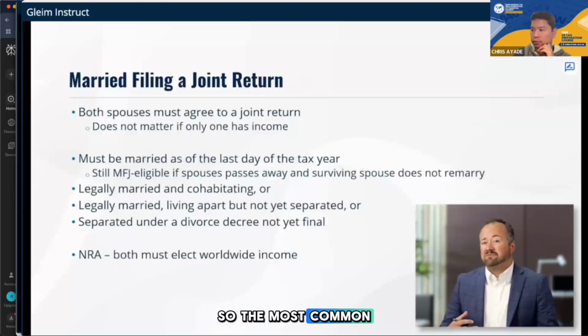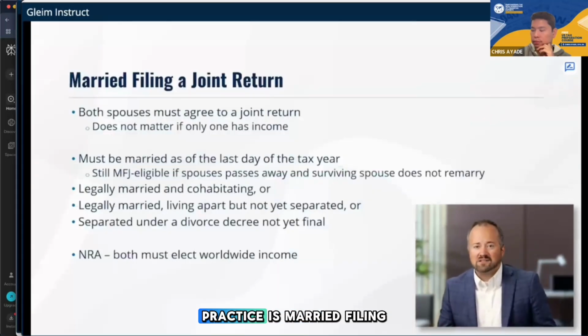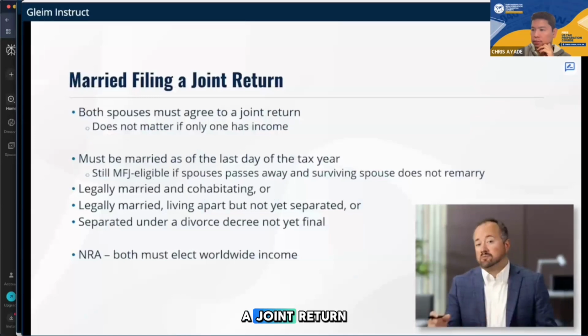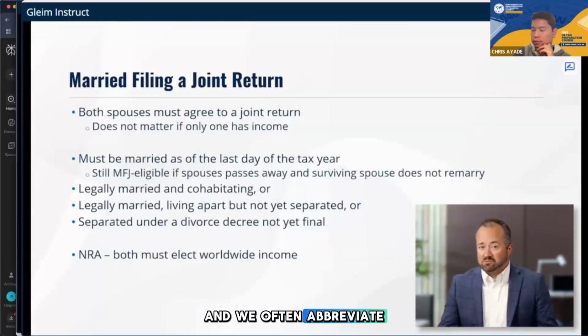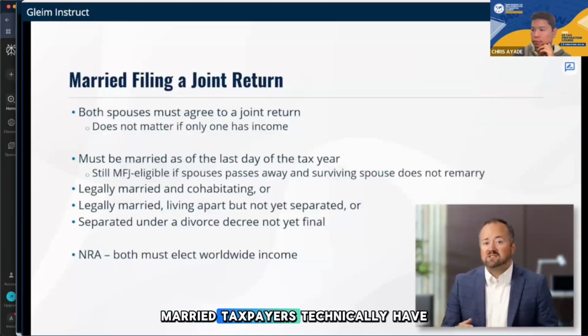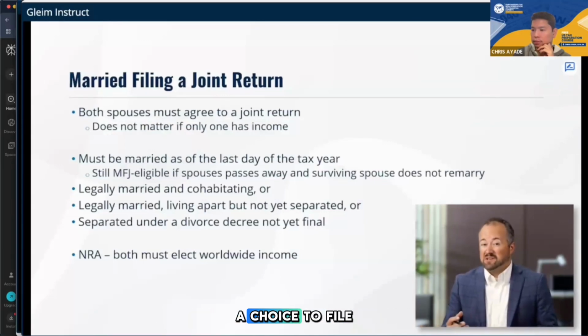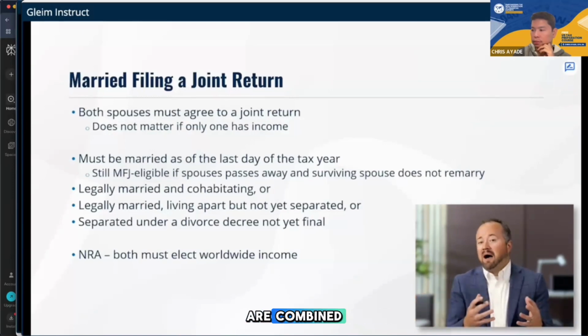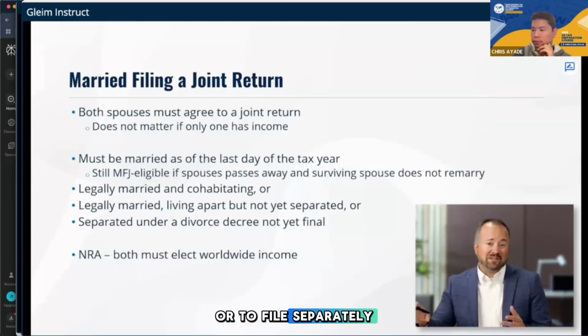So the most common filing status that I see in practice is married filing a joint return. And we often abbreviate this status to just simply MFJ. Married taxpayers technically have a choice to file a joint return where income and expenses are combined, or to file separately.